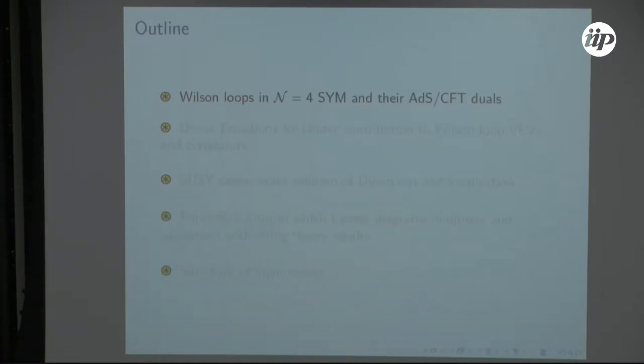So let me outline the talk. I will be reviewing, or introducing for you, what kind of Wilson loops we are going to consider in N equals 4 supernormals and how to account for them in the dual string theory using AdS/CFT. Then I will show how to see that the resummation of ladder diagrams can be translated into a Dyson equation, both for the expectation value and correlators of Wilson loops.